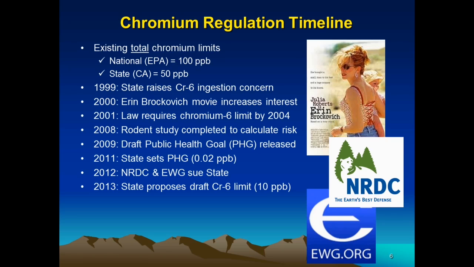So now the challenge is, where do you set the level that you can feasibly do it economically, technically, as close to that goal as possible? That's where we are. Then they got sued. The state was sued by the Natural Resources Defense Council and the Environmental Working Group because they hadn't set that standard yet. So they came out with their draft chromium-6 limit here in August. And that's where we are. We're in a 45-day public comment period for this draft rule. And the draft number is 10 parts per billion that you'll hear a lot about.